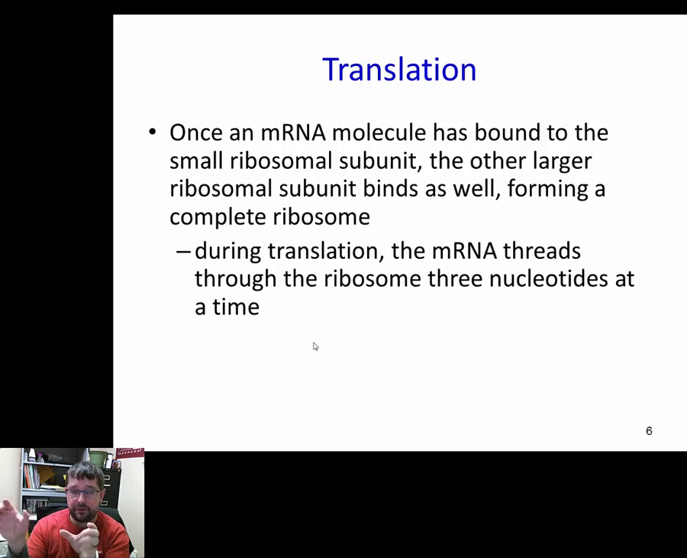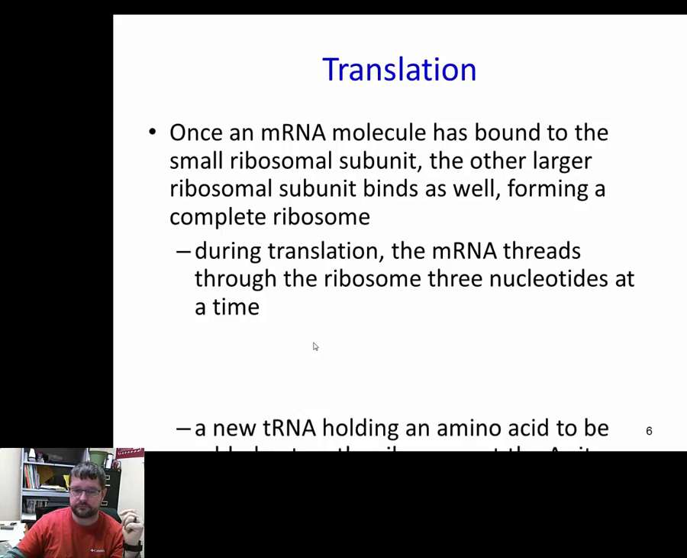As the messenger RNA is threaded through, new transfer RNA are going to bring in the anticodon and the associated amino acid into the large subunit of the ribosome. This is happening at extreme speeds, it's very quick. It's coming in and attaching, and then the amino acid is being moved from the transfer RNA to the growing peptide chain. And this just happens over and over and over until a stop codon is reached.